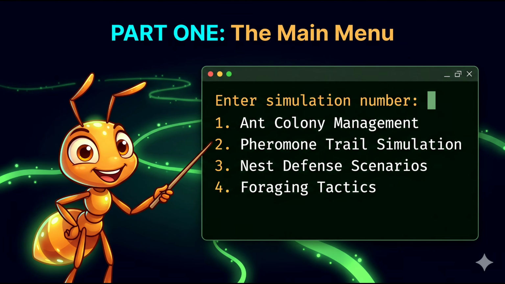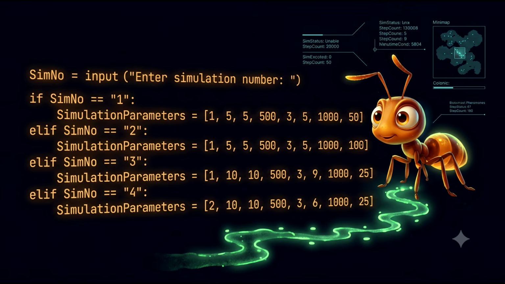The main menu. This is literally the first thing you'll see when you run the program. When the program starts, it runs the main function that's on line 1 of the skeleton code. The very first thing it does is ask you to enter a simulation. If you look at this, the code reads your input as a string, sim number equals input, and then goes through a chain of if-elif statements.